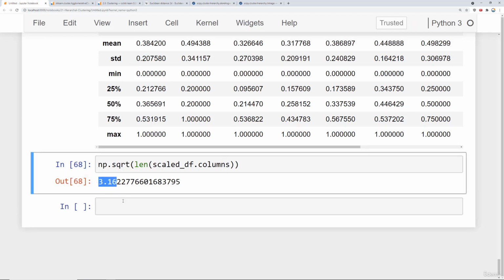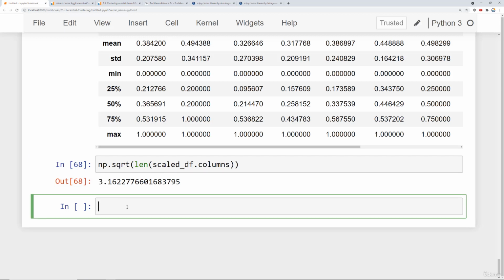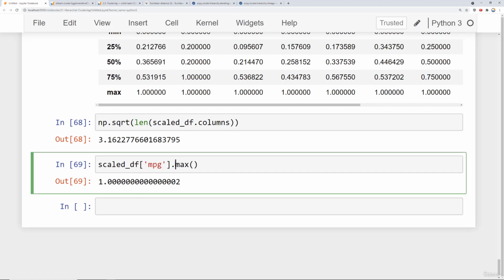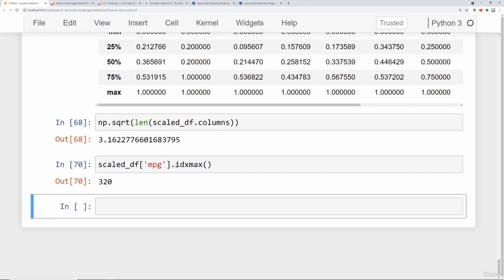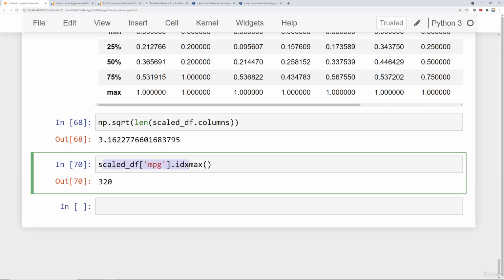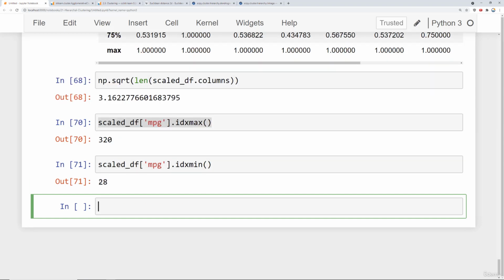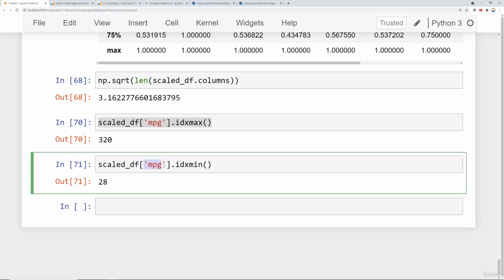Now, what's a realistic max distance for the cars we actually have in our data set? That's easy to do. We can just choose an important feature like miles per gallon, mpg, make sure that's a string, and then find the max value here. So the max mpg value is actually 1 as we expect, and let's find its index position, idx max. So car at index 320 has the highest miles per gallon. Let's find the idx min. Car at index 28 has the minimum miles per gallon.